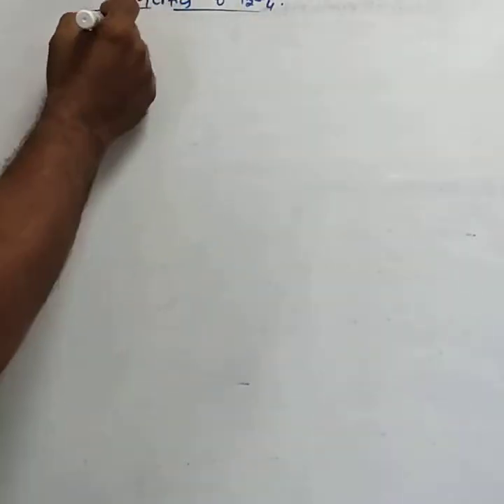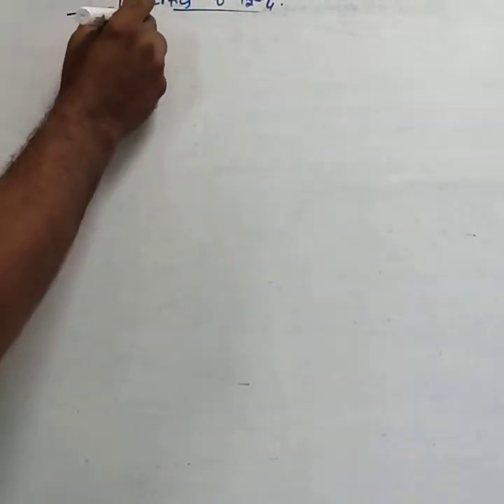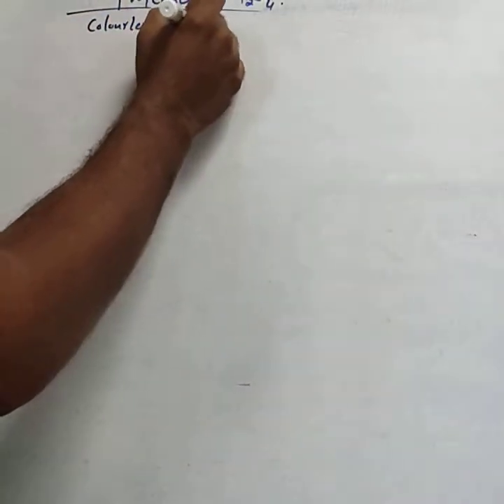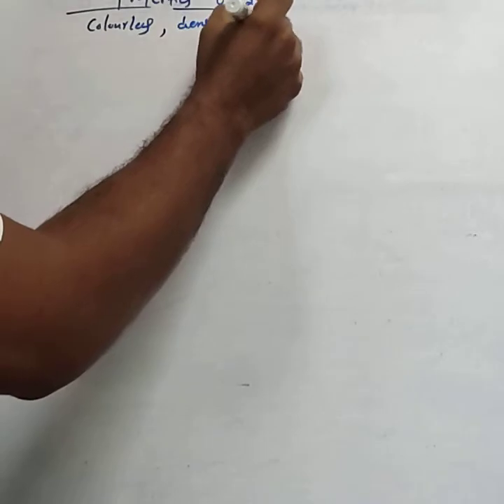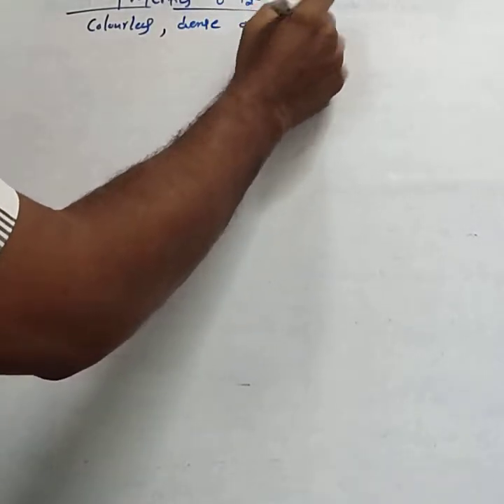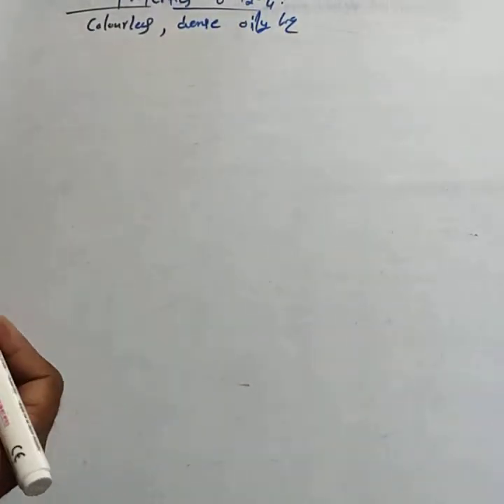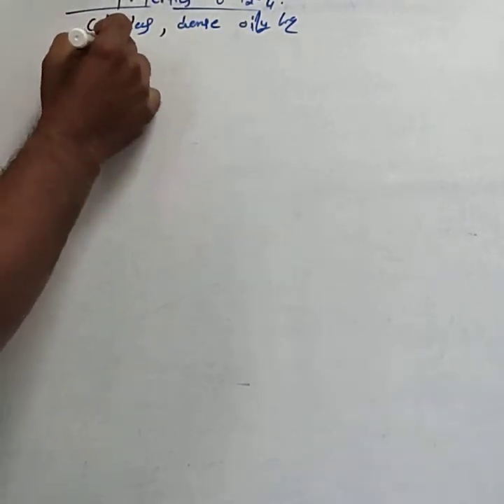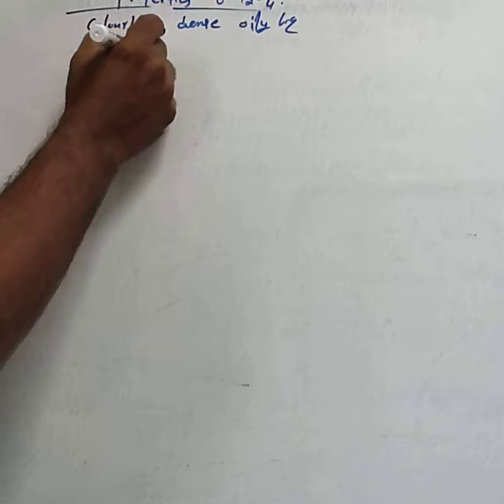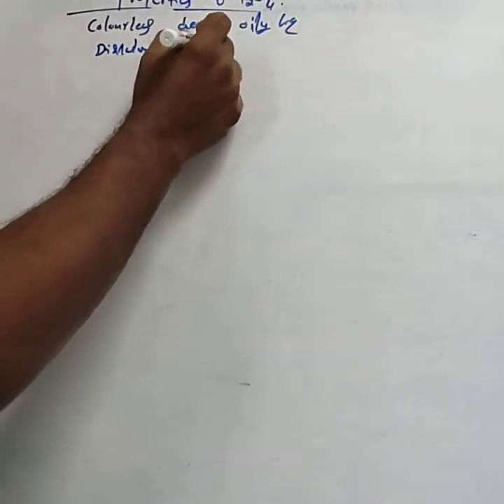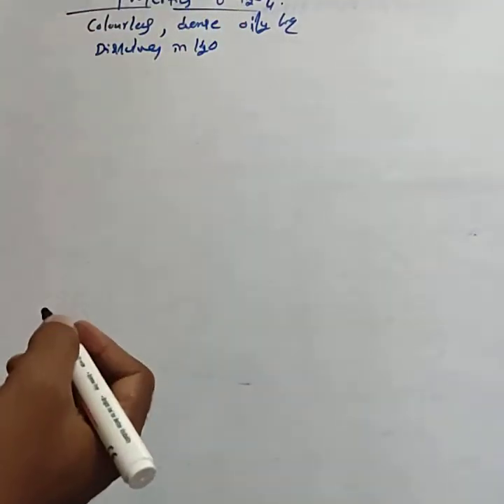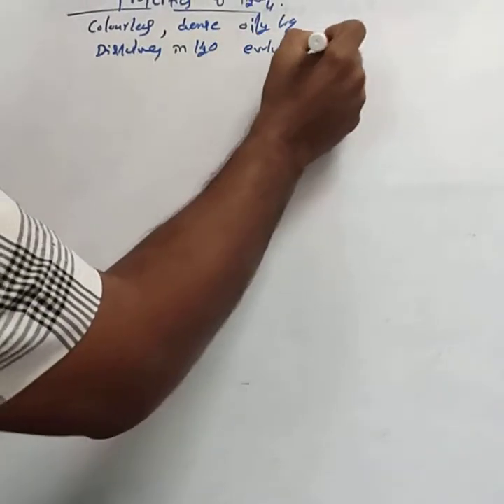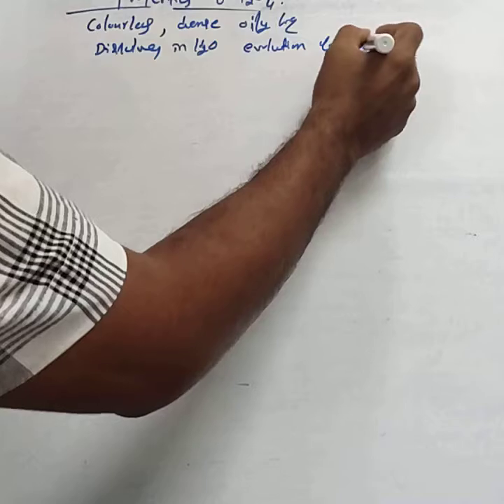Sulfuric acid is a colorless, dense, oily liquid. It dissolves in water with the evolution of heat.